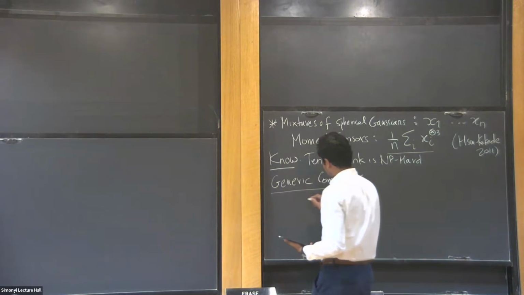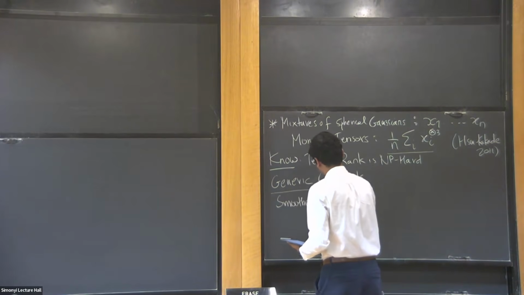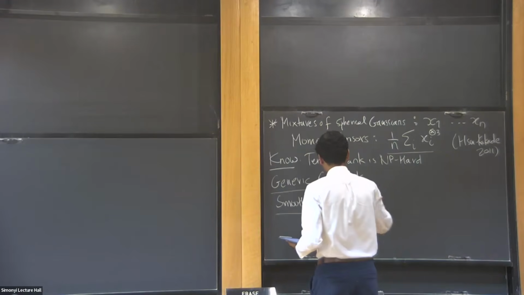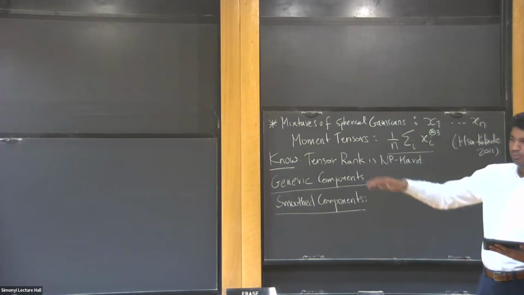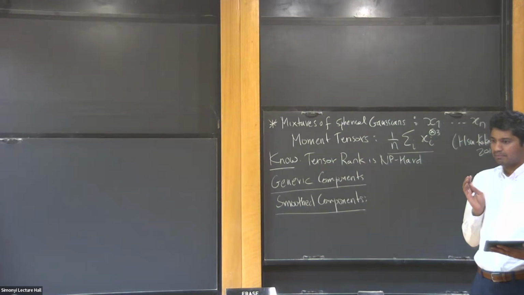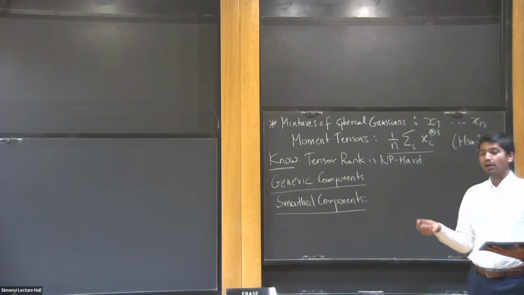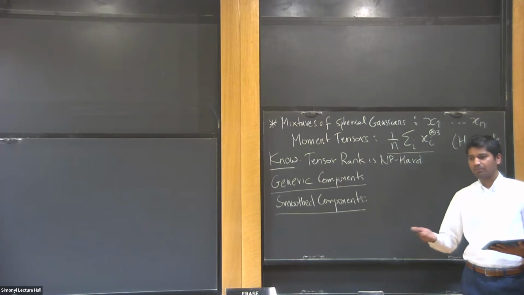So I'm going to talk about smoothed components. So smoothed components means that I start with a tensor with arbitrary components, but that's not your input. I'm going to look at every vector AI, BI, and CI, and then add an independent, let's say Gaussian vector, small Gaussian vector, to each of the vectors. I'm going to call this smoothing of a vector. I'm just basically randomly perturbing each possible component.